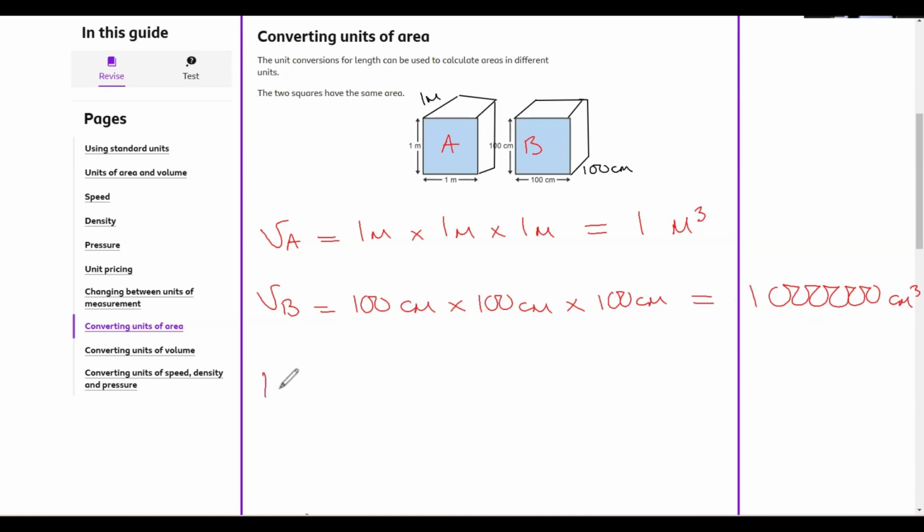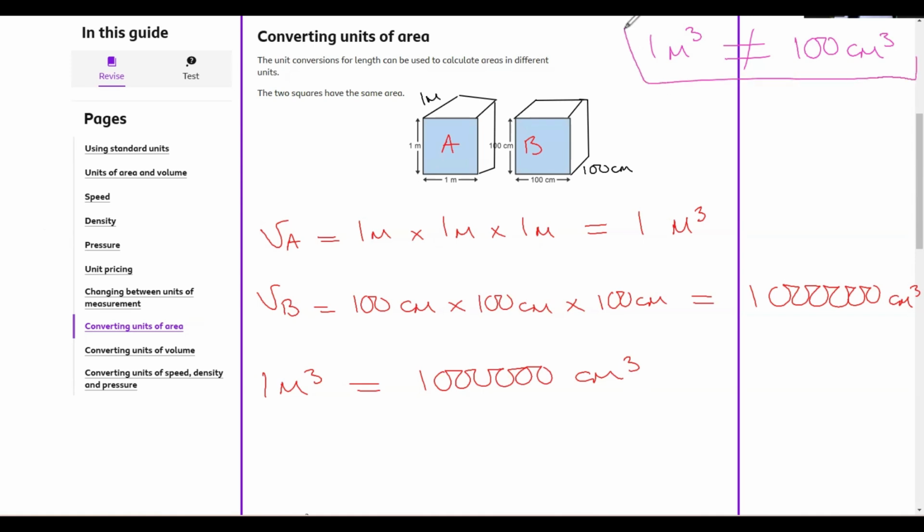So then you can say that the conversion is that 1 cubic meter is equal to 1,000,000 centimeters cubed. Okay, it's not the case that 1 cubic meter is equal to 100 cubic centimeters. Okay, so this is the common misconception.